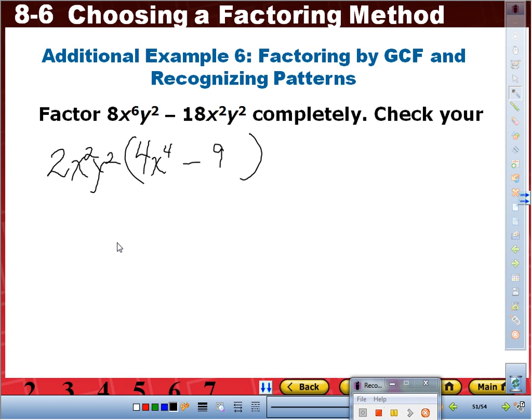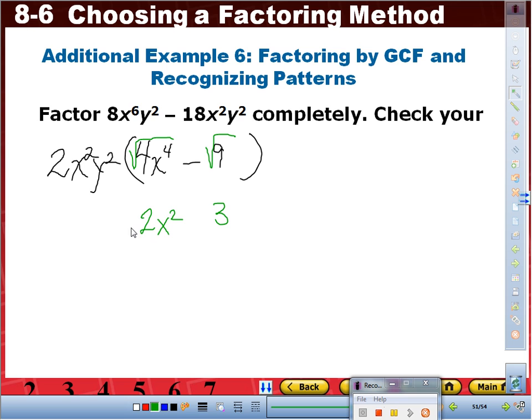So now check this out. Step 1, did we find the GCF? Yes. Step 2, let's check for patterns. This looks like it's a what? A difference of squares. Let's double check. Can we find the square root of the first term? What is it? 2x squared. Can we find the square root of the last term? Yes. If we can, then it is a difference of squares.